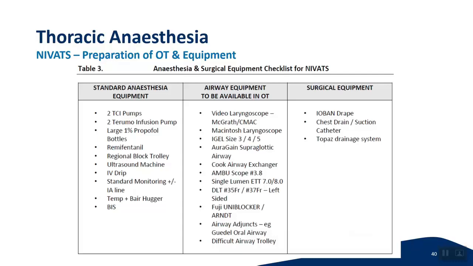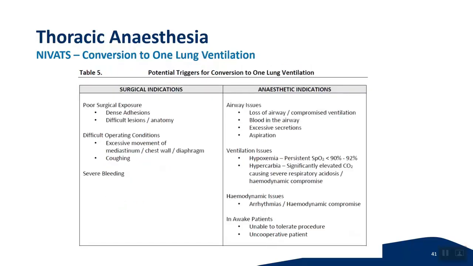Additionally, an adult-sized uniblocker and 37 French left-sided DLT should be available, should the need arise for conversion to one-lung ventilation. Also required are an ultrasound machine and regional block trolley, as well as 2 TIVA pumps.